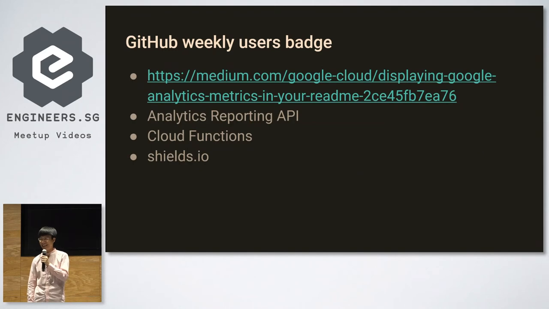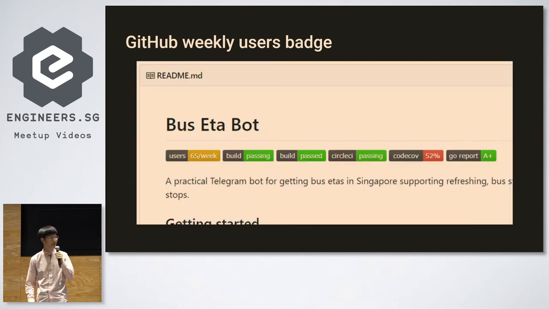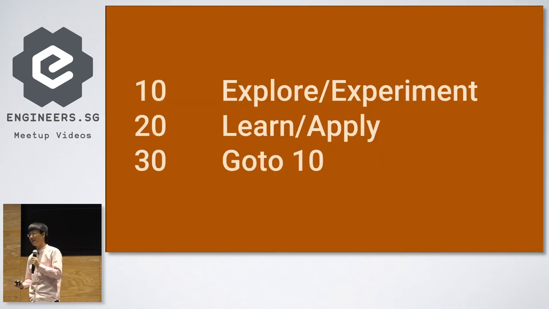One fun thing that I did and wrote about before was to use Cloud Functions and the reporting API to display the number of users that use my bot in real time on my GitHub page, just as a shield. It was just a side project that I did to mix in the things that I learned. And that brings me to my summary.